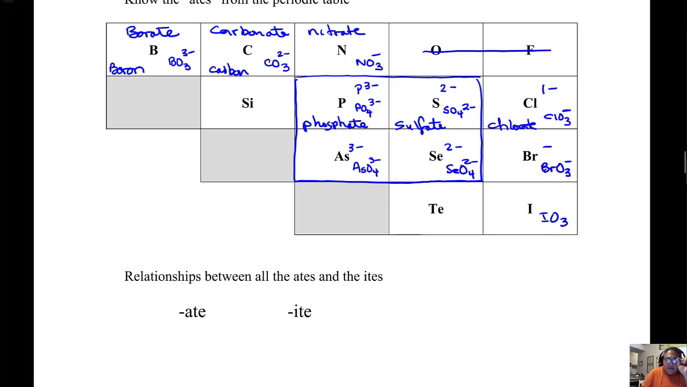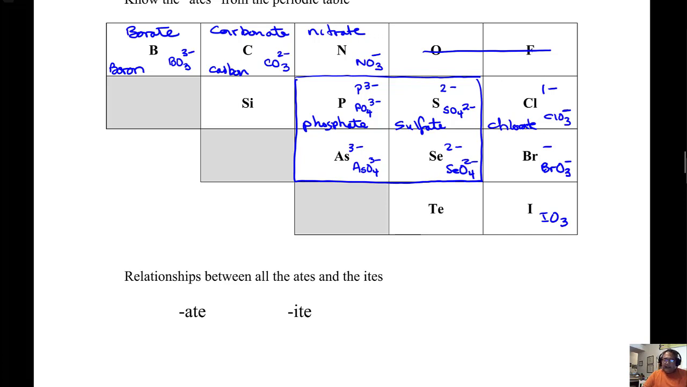So if the suffix ends in ate, you just look at the periodic table, you look to see where it is, you've practiced it many times. If it's phosphorus, sulfur, arsenic, or selenium, right, they have 4 oxygens and the charge is straight off the periodic table. If it's the others, then it has 3 oxygens and the charge is not straight off the periodic table for all of them, but it's still -1 and then -2 and -3, right?